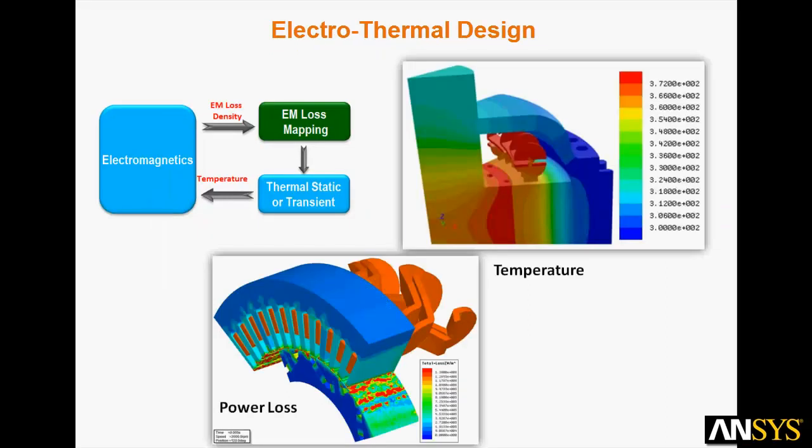The first step is electro-thermal design. Maxwell is used to simulate electromagnetic fields and the associated electromagnetic power loss density. Automated routines map these losses to the ANSYS CFD computational fluid dynamics solver for static or transient thermal simulations. The resulting temperatures from the thermal analysis can be passed back to Maxwell to adjust material properties so that additional corrections to the electromagnetic field may be computed.